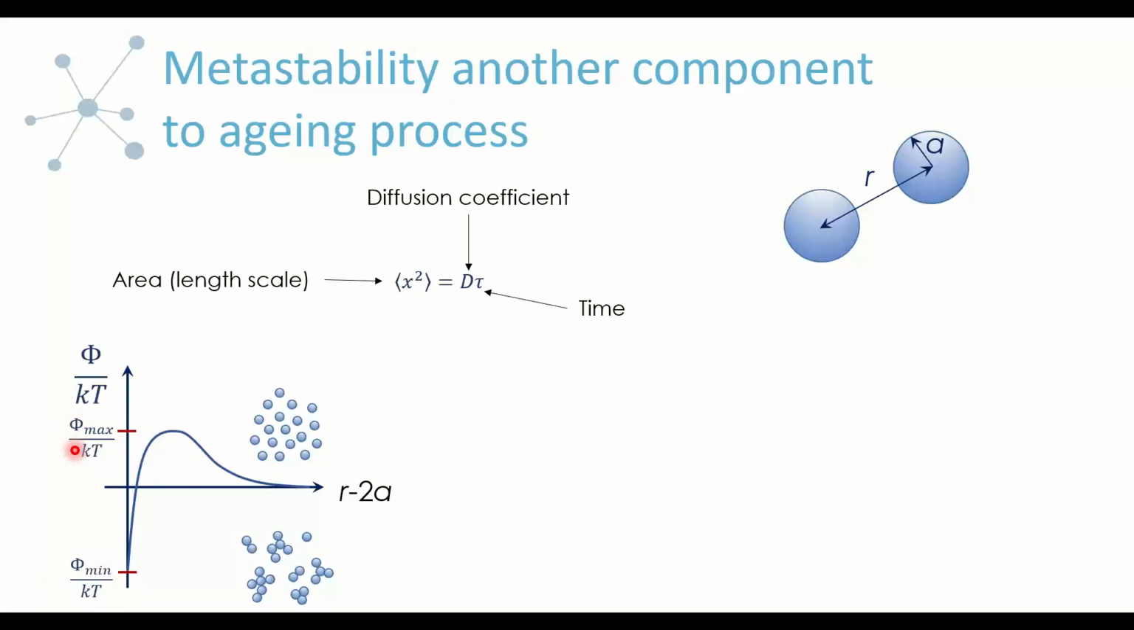We can think of phi max as a barrier to aggregation. Will it even aggregate? Will our protein even aggregate? While phi min is more of a measure of the strength of aggregation. Will it aggregate in the time scale that is relevant for our experiment? That's kind of a generalization of what these two parameters mean.